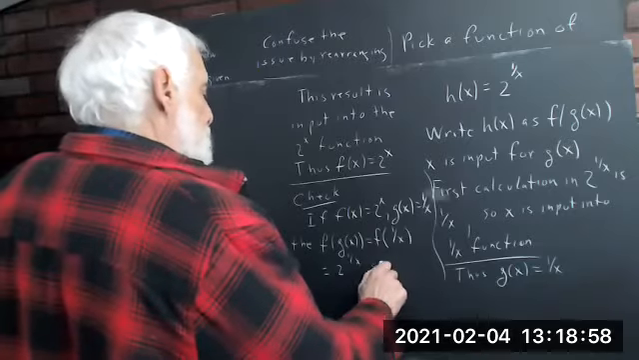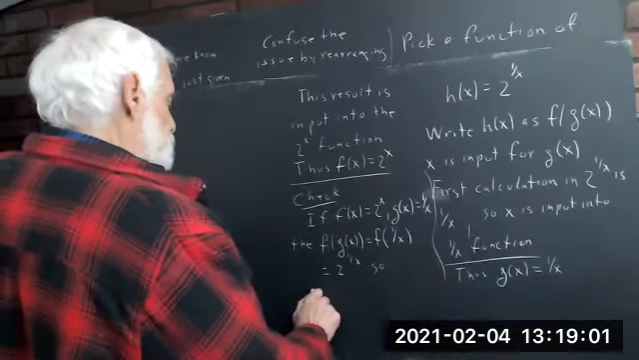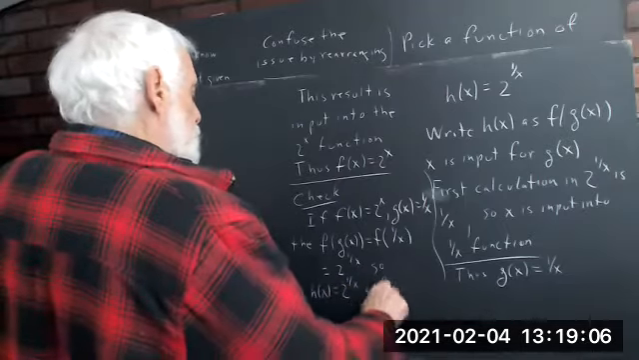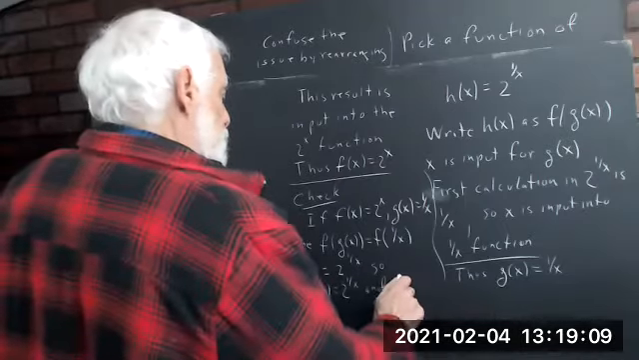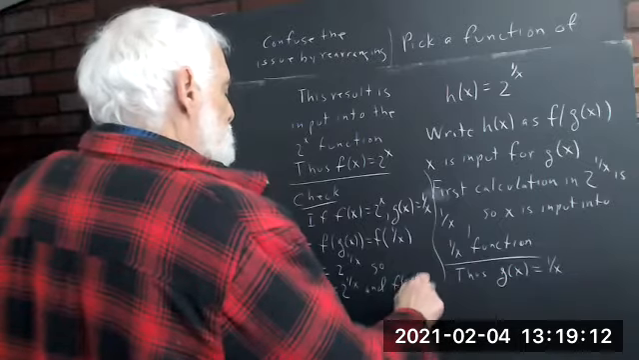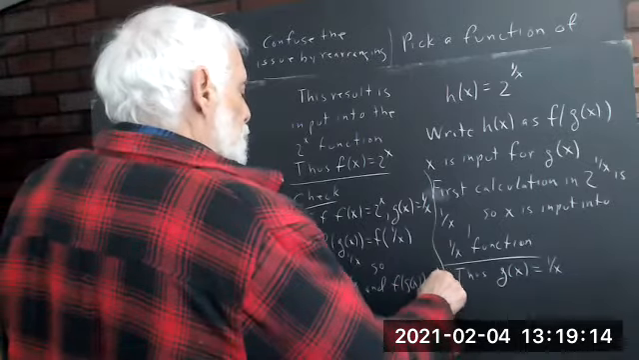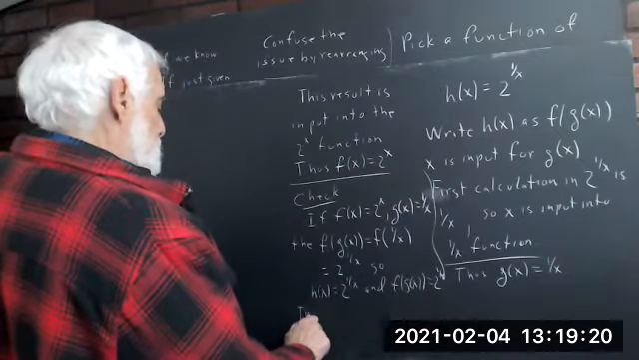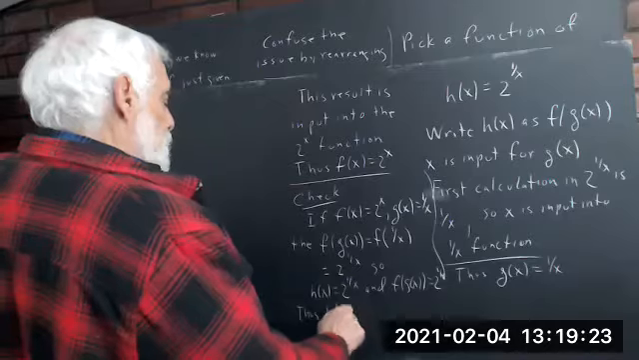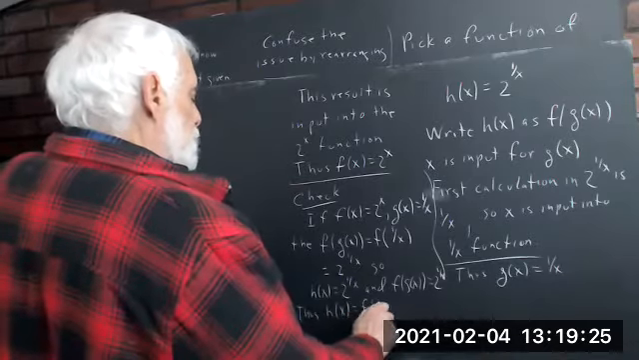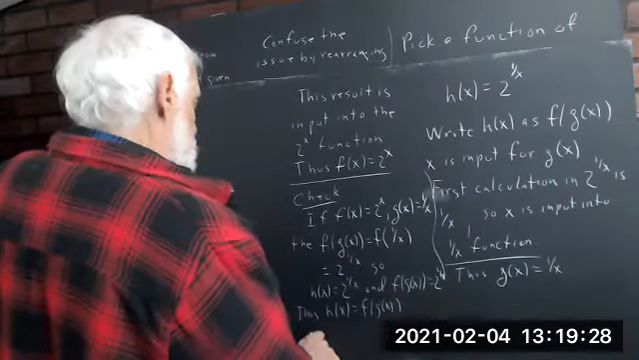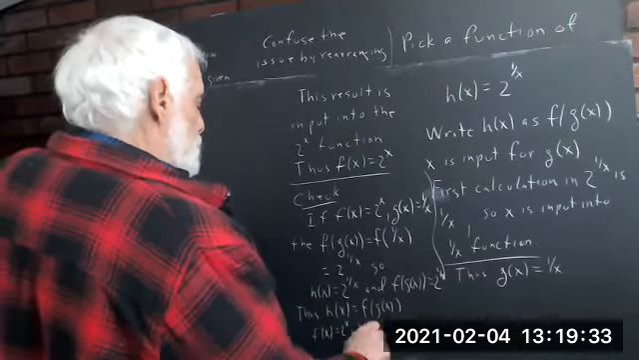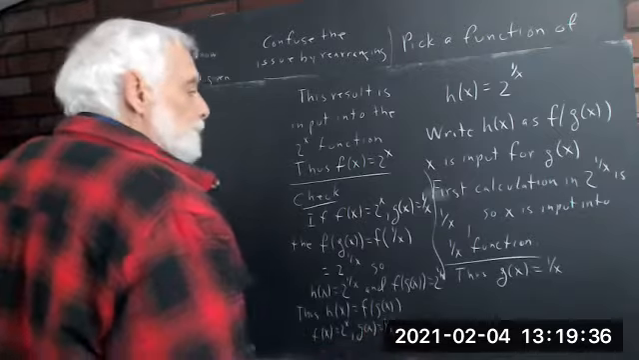So h of x is 2 to the 1 over x, and f of g of x equals 2 to the 1 over x. Thus, h of x equals f of g of x. f of x equals 2 to the x. g of x equals 1 over x.